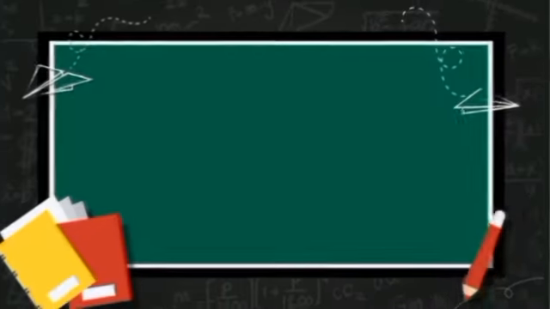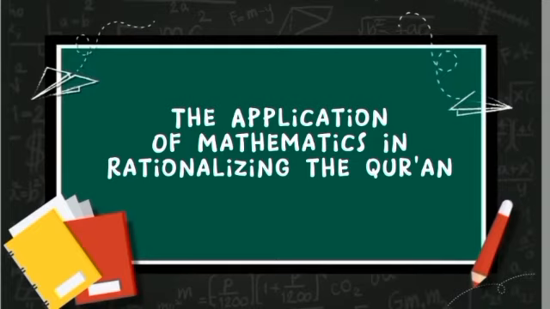I'm going to express my opinion about the application of mathematics in rationalizing the Qur'an. Check it out. Islam is a rational religion. The application of mathematics in rationalizing the Qur'an is a very interesting topic to discuss. In fact, without us realizing it, mathematics has a lot to do with the content of the Quran.